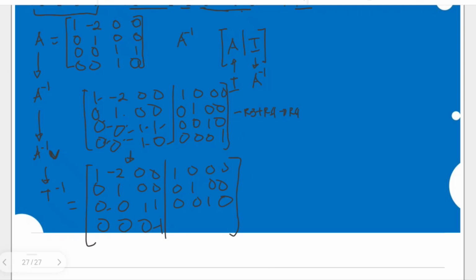Here, 0, and 0 here as well. Negative 1 times 1 is negative 1 plus 0, negative 1 here, and 1 here as well. Next is to make this leading 1 by multiplying negative 1 to row 4.